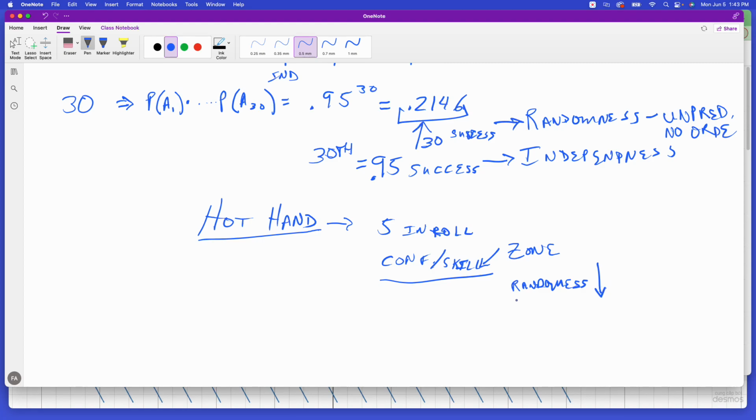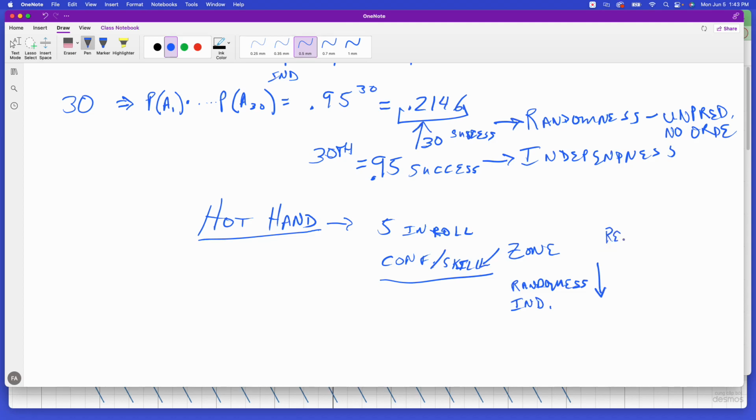And in this instance right here, you're also talking about the independence of those events going down. So the randomness and the independence is going to decrease because this is a skill-based activity, as opposed to, say, flipping a coin, which is not skill-based. So it kind of brings up this idea of what is called either positive or negative recency.